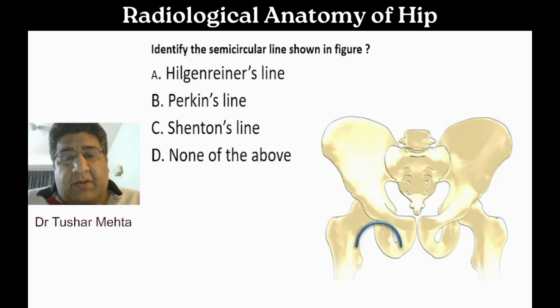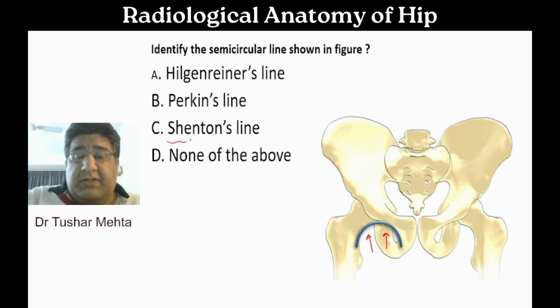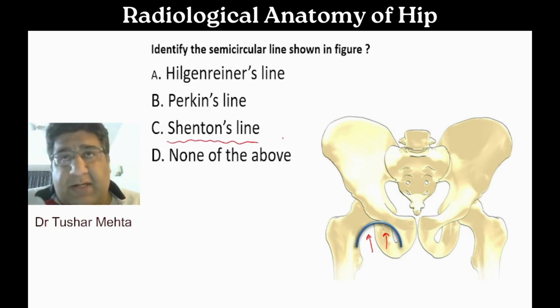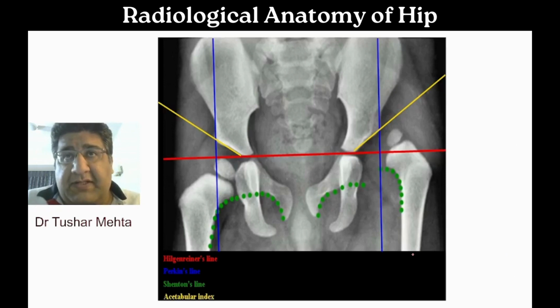Hello everyone, third question. We can see here that they have asked us to identify the semicircular line here. I'm sure if you have attended the lecture by now, you must have guessed it right. We've discussed this in Radiological Anatomy of the Hip, that is lines around the hip, and this is what is called Shenton's line, but that's not enough.